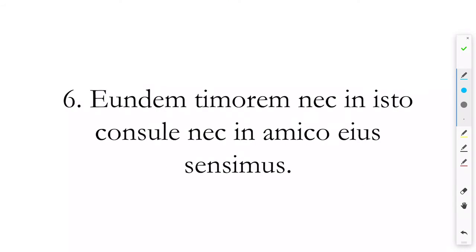Number 6. Eundum timorem nec in histo consule nec in amico eius sensimus. The sentence begins with eundum timorem. This is the accusative, timorem. The eund is the accusative part. And again, as we saw in a prior sentence, dem equals same. So the same fear, but it's not our subject.